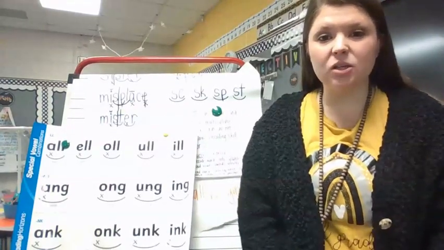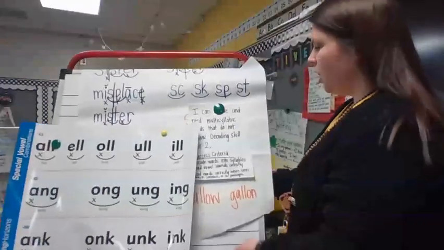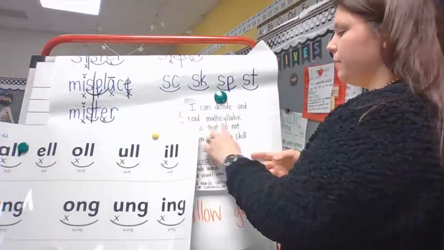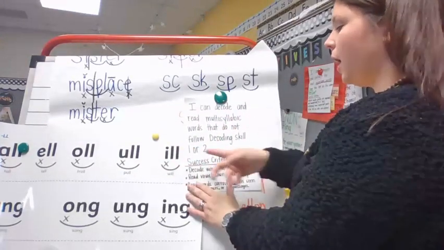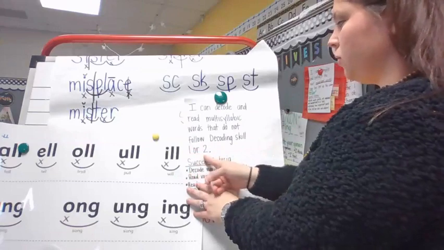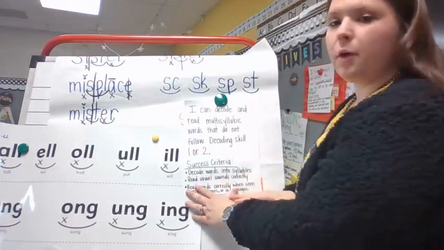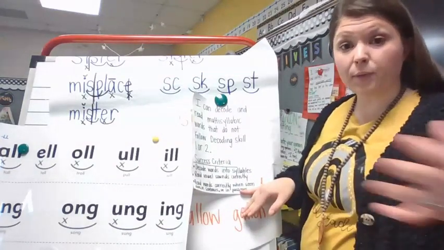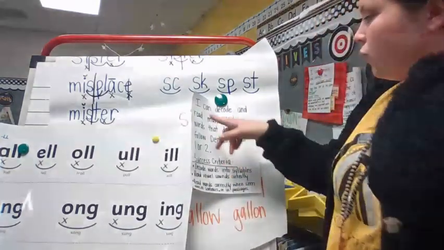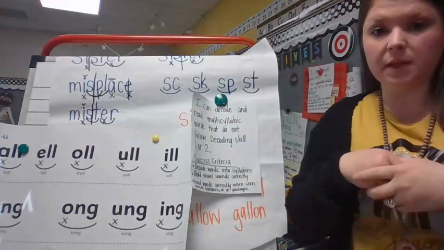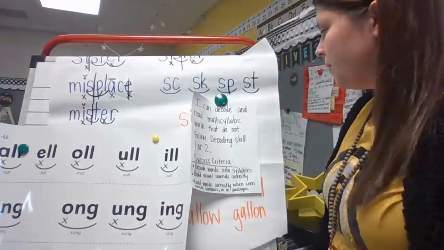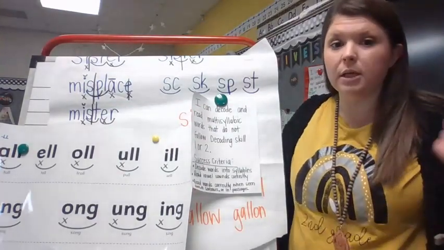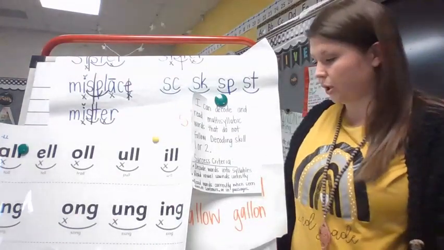Let's go ahead and get started by reading our learning target. Our learning target says, I can decode and read multisyllabic words that do not follow decoding skill 1 or 2. So remember, decode means that we can split it into syllables and we can think about how to read each of those syllables. We can read those multisyllabic words, those words that have more than one syllable and that do not follow our traditional rules. There are exceptions to our decoding rule 1 and 2, okay?